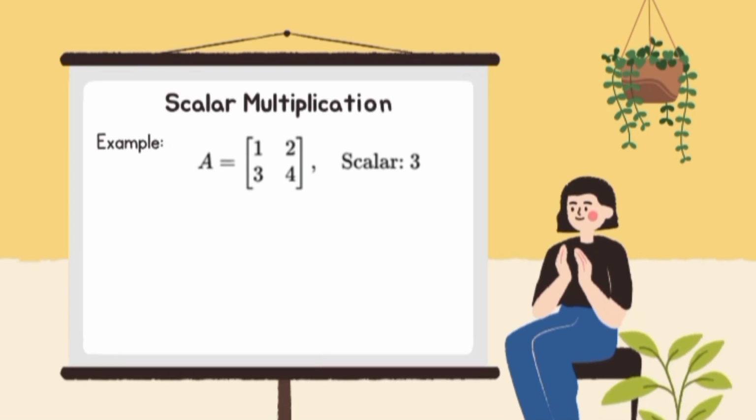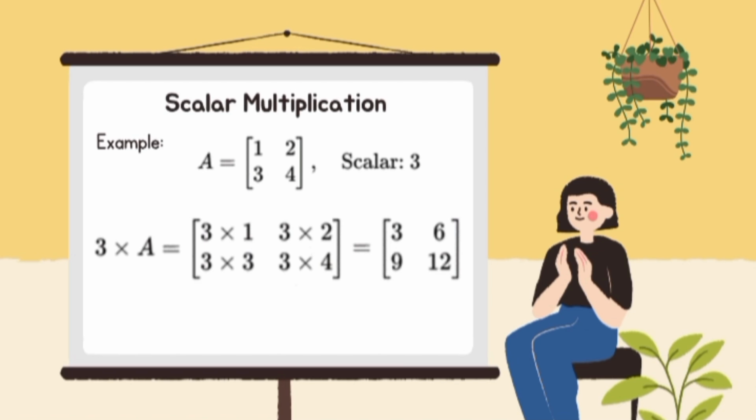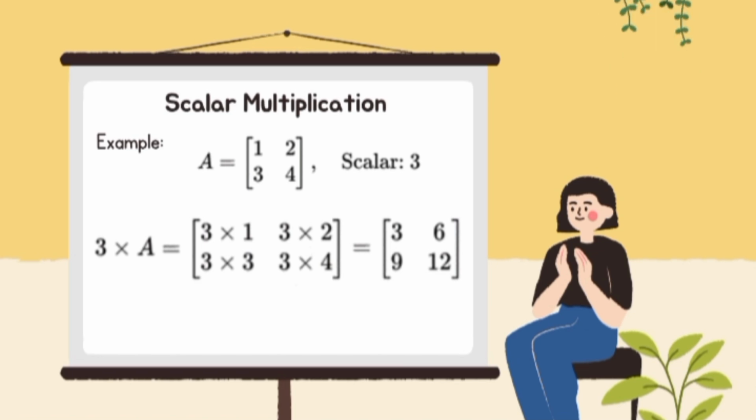Now, let's look at an example of scalar multiplication. We have matrix A is equal to 1, 2, 3, 4, and our scalar, which is equal to 3. To multiply a matrix by a scalar, we simply multiply each element by that scalar. So we have 3 times 1, 3 times 2, 3 times 3, 3 times 4. Kapag minultiply na natin, we get 3, 6, 9, 12. That is our final answer.